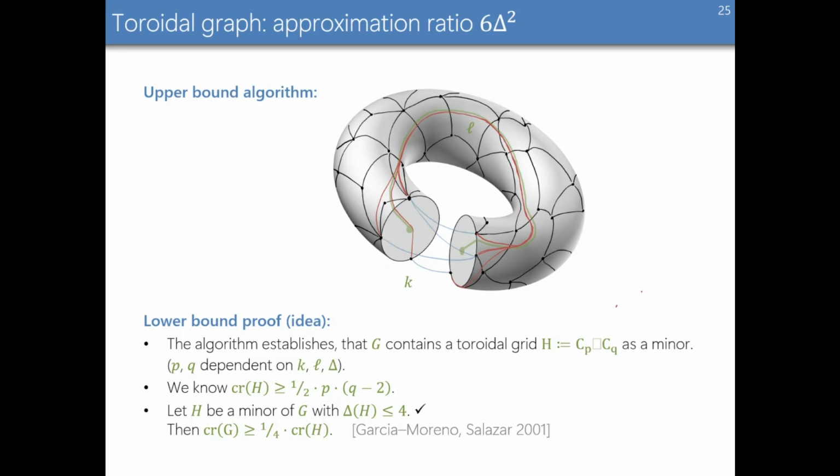This is in general not the case. The minor could require many more crossings than the original graph, where vertices are contracted. But if the minor has a maximum degree 4, then this is the case. And, well, we are looking for a toroidal grid. A toroidal grid has precisely degree 4. So that's kind of the idea, that you know that there is a toroidal grid in that graph somehow, and that requires a number of crossings that is kind of the same as what our algorithm produces. And this then boils down to, well, it's just a factor of 6 times delta squared off.